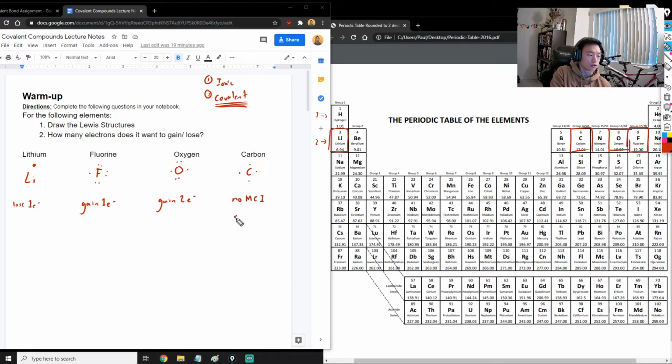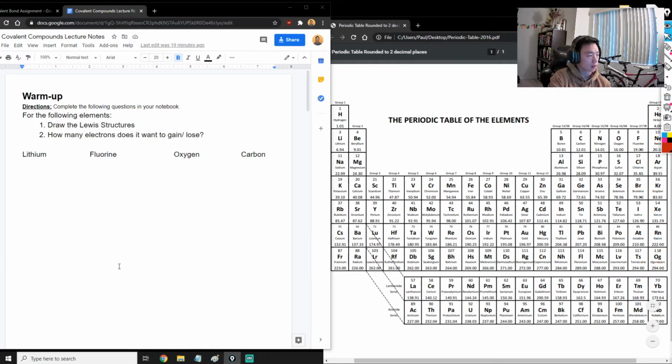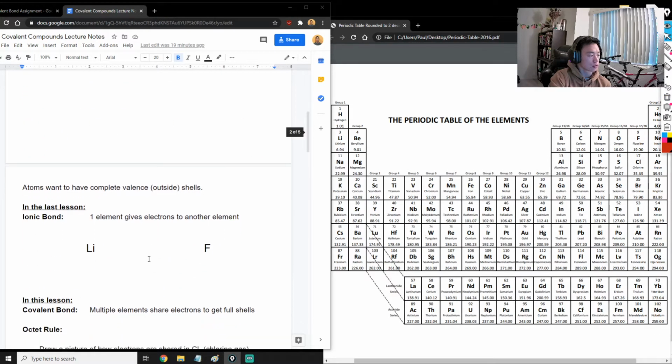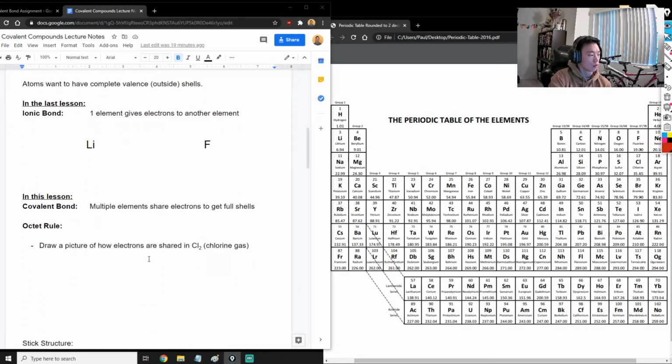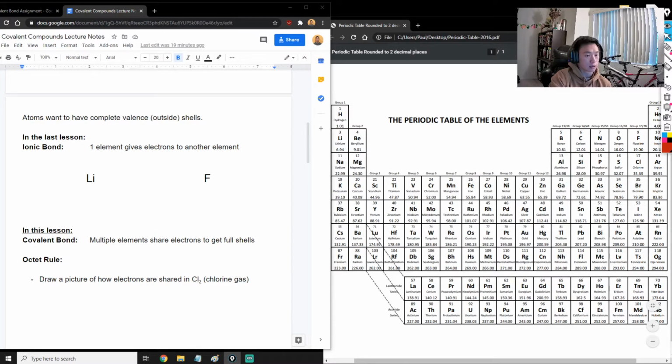What it wants to do is share electrons. Now this is something that we haven't talked about before, but just make sure you have this written down somewhere, because carbon wants to share electrons, and that's what covalent compounds are all about. Okay? Alright, so let's move on to talk about covalent compounds. But before we do, let's review what we learned last time.